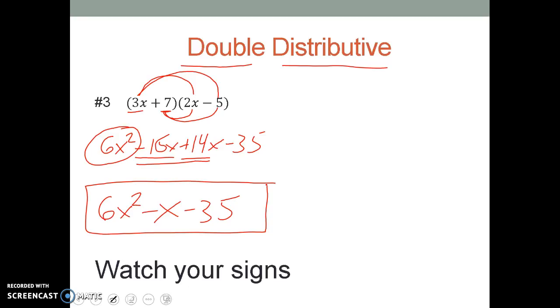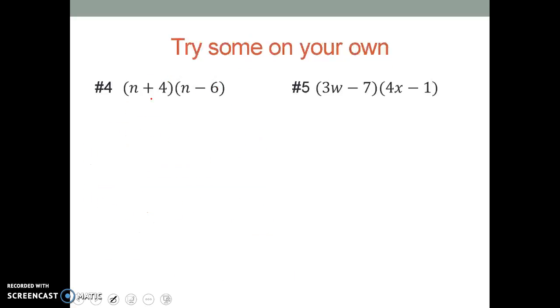But you really want to watch your signs, especially when you're distributing. You want to make sure that this would be a negative 5. And if this was negative 2, you'd have to make sure that you watch your signs in your answer. So I'm going to have you try 4 and 5 on your own, get your answers, and then start the video back up again. So pause the video, see if you can do this on your own using any method that you want, and then start the video back up.